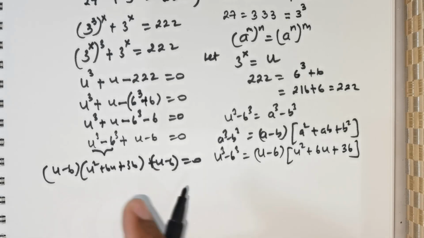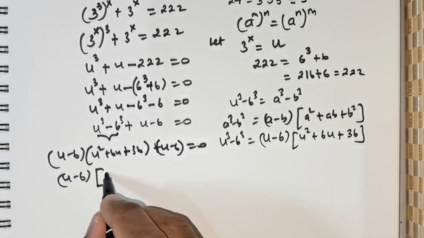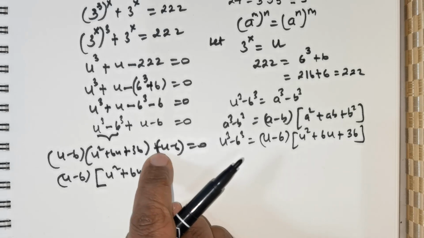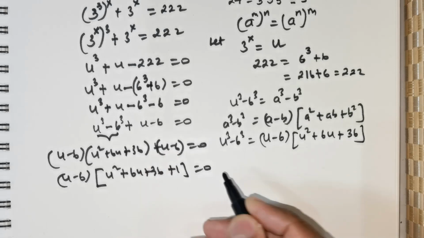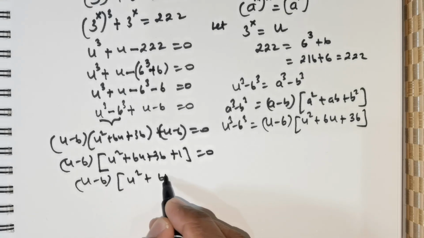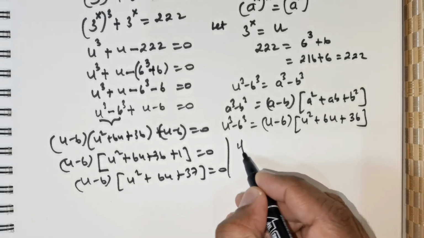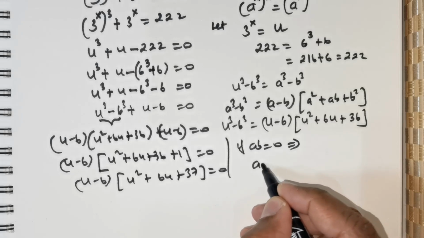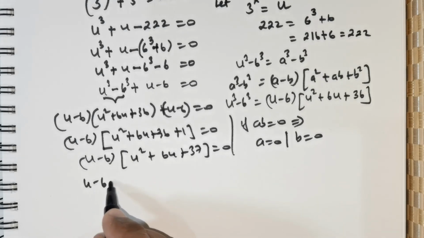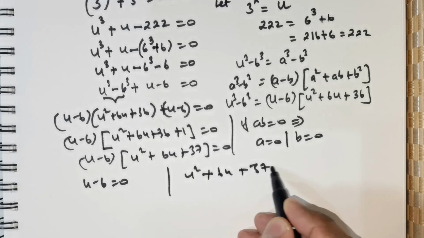Now u minus 6, they can be taken out, it's common. So this is going to be u minus 6 of u squared plus 6u plus 36. Over here you got plus 1, so this is equal to 0. Now this is u minus 6 times u squared plus 6u, 36 plus 1 would give me 37 is equal to 0. Now if a times b is equal to 0, this implies either a is equal to 0 or b is equal to 0. So over here u minus 6 is equal to 0, this is one value. The other value would be u squared plus 6u plus 37 is equal to 0.